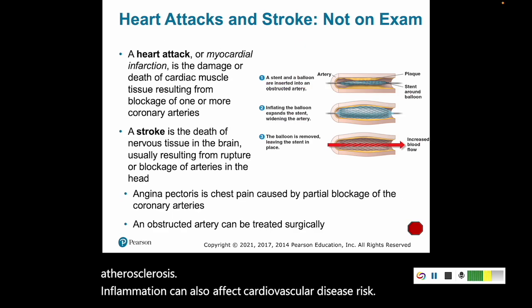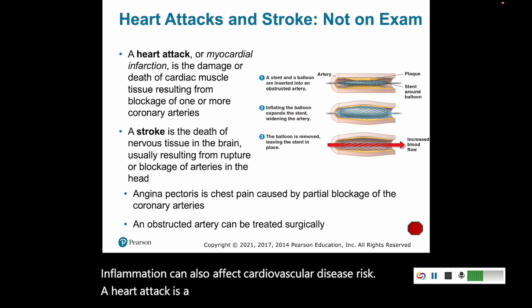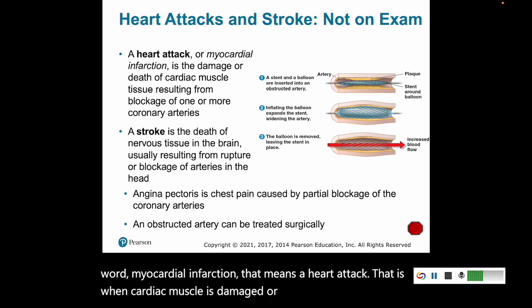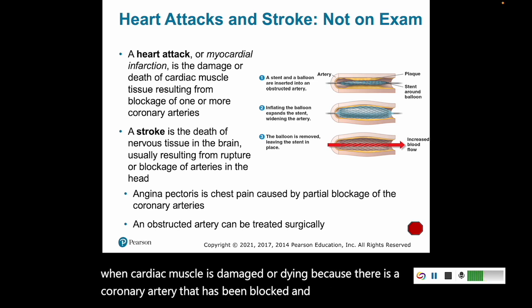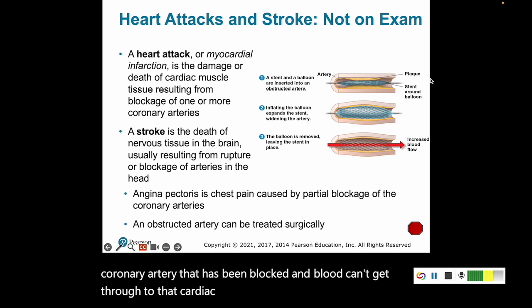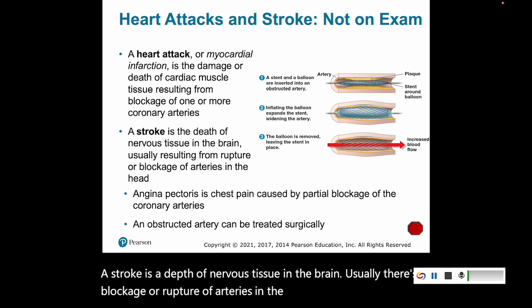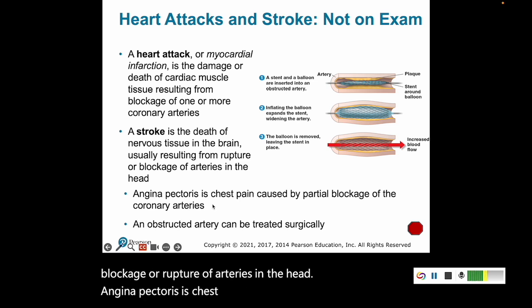A heart attack is a myocardial infarction. If you've ever heard that word, myocardial infarction, that means a heart attack. That is when cardiac muscle is damaged or dying because there's a coronary artery that has been blocked and blood can't get through to that cardiac muscle. A stroke is a death of nervous tissue in the brain. Usually there's a blockage or rupture of arteries in the head. Angina pectoris is chest pain when a coronary artery is partially blocked.